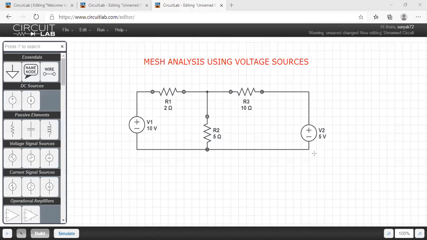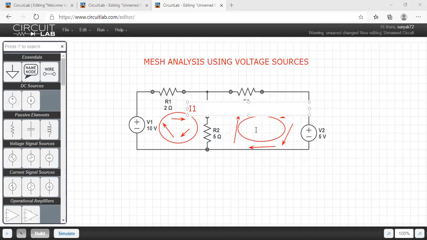So in this lecture, I'm going for mesh analysis using a voltage source. I will apply one mesh inside this loop, and one more mesh inside this other loop. I will make the loop currents clockwise. This mesh current is I1 and this mesh current is I2.